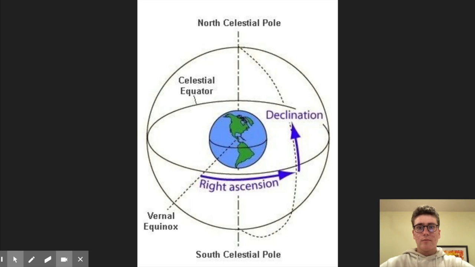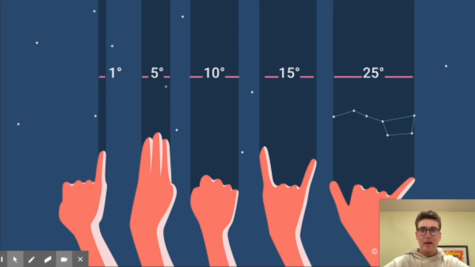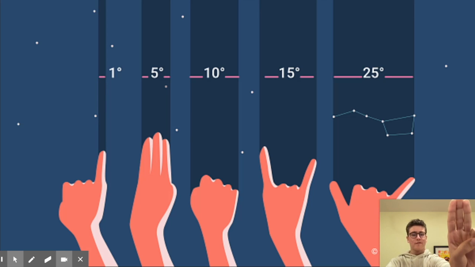An easy way to measure distances of objects in the celestial sphere is to use your hand. If you hold out your arm completely outstretched, your pinky should measure 1 degree of the sky. If you hold up 3 fingers, your 3 middle fingers, it should measure 5 degrees. Your closed fist outstretched is about 10 degrees. Your index finger and your pinky finger outstretched, the distance between that is 15 degrees. And then finally, your thumb and your pinky finger outstretched is 25 degrees.